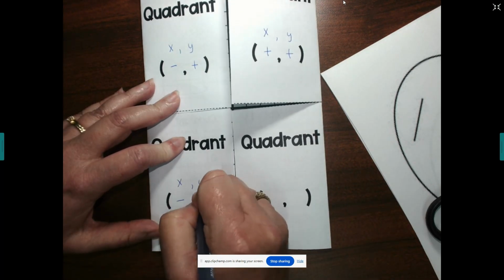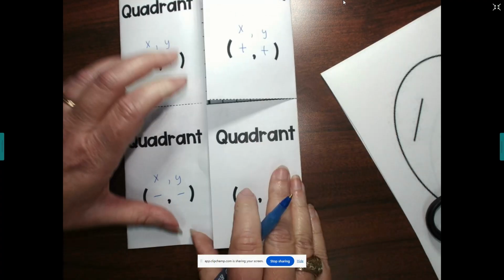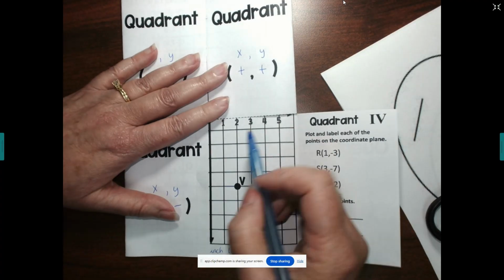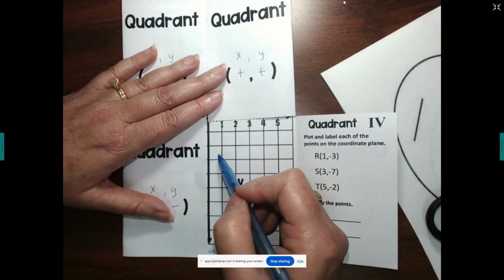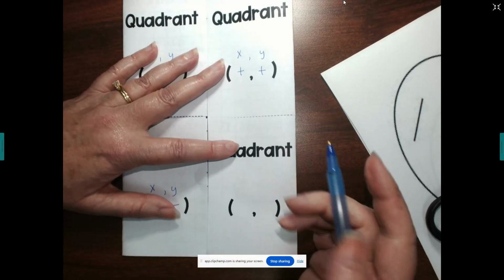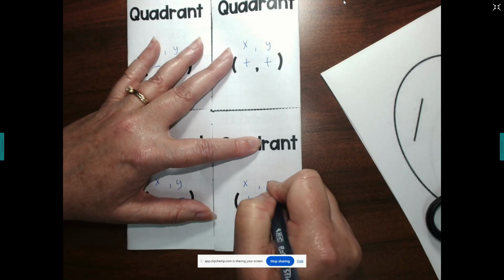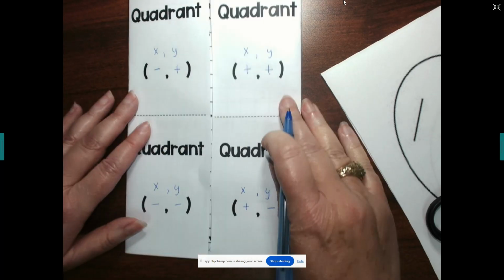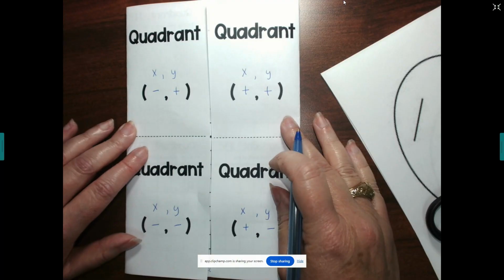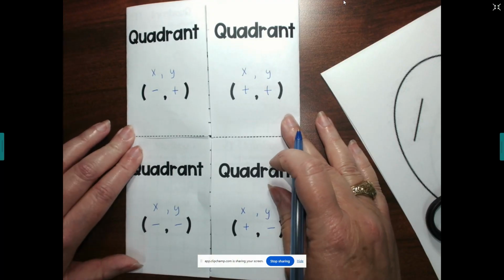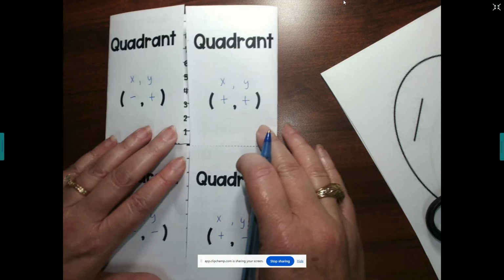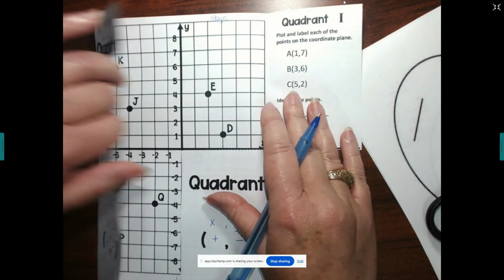That's x and y. And in quadrant 4, we're going to the right and down. So to the right is positive and down is negative. So that's what goes on the front. Just a little reminder about whether the coordinates are positive or negative in that quadrant. All right, so now we open this up.